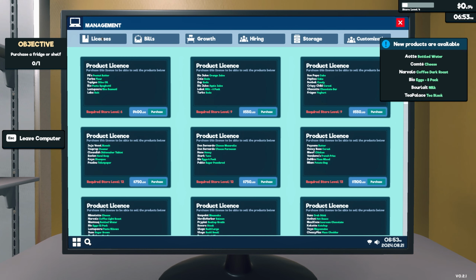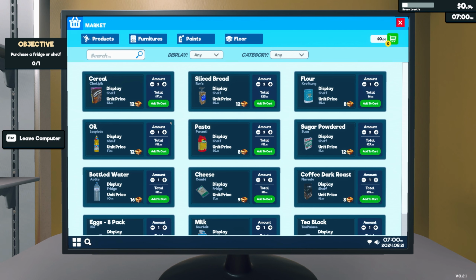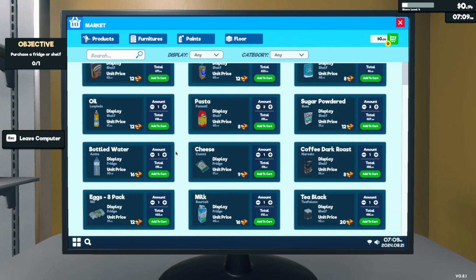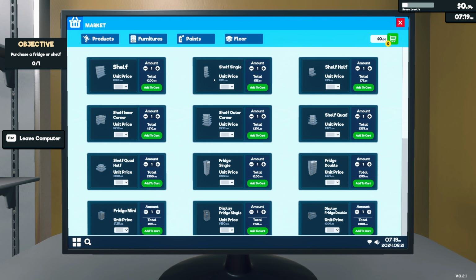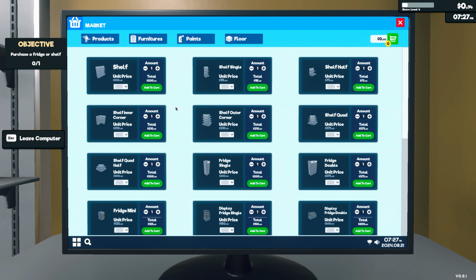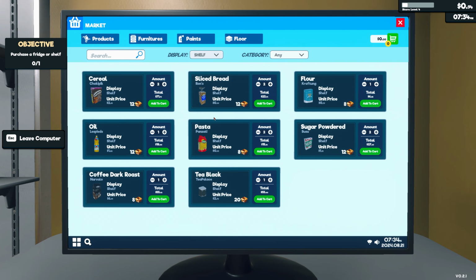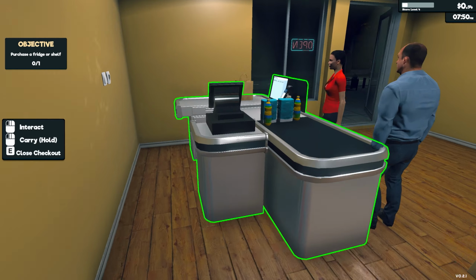I don't know what that means. What does a license mean? That there's new products available. Okay, what are the new products? I need a fridge. Furniture. Where do I get a fridge from? A fridge is 200. Well, I can't afford a fridge right now. So we're just gonna have to wait on that. Oh, I can't afford anything right now.